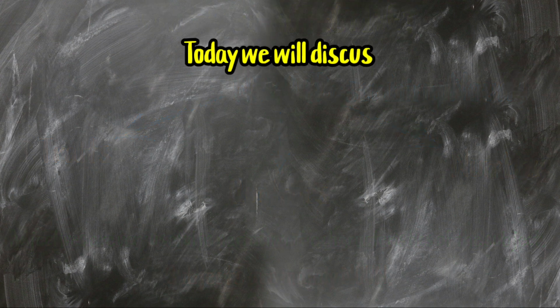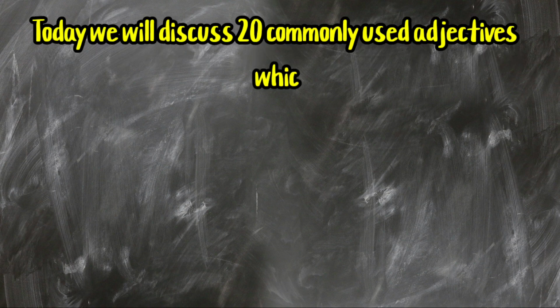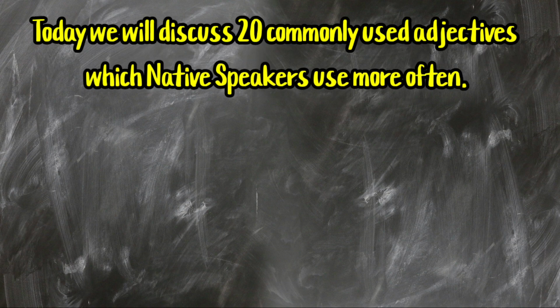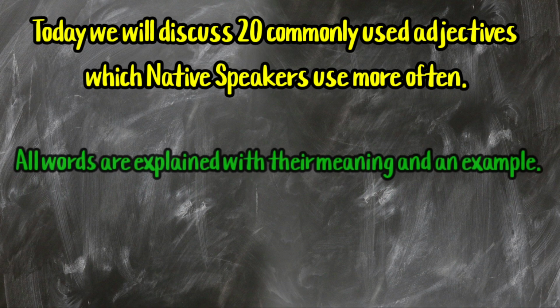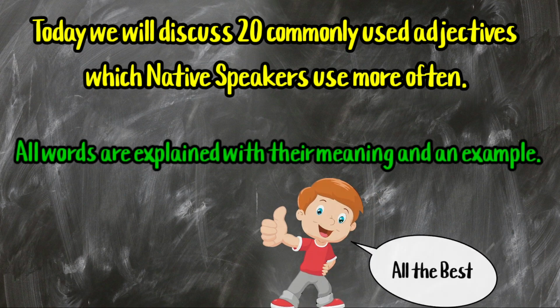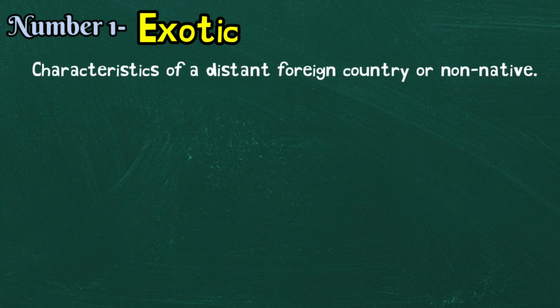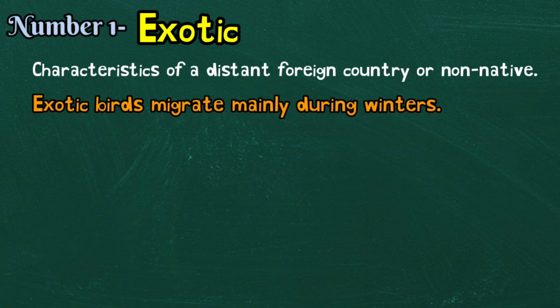Today we will discuss 20 commonly used adjectives which native speakers use more often. All words are explained with their meaning and an example. Number 1. Exotic. It means characteristic of a distant foreign country or non-native. For example, exotic birds migrate mainly during winters.